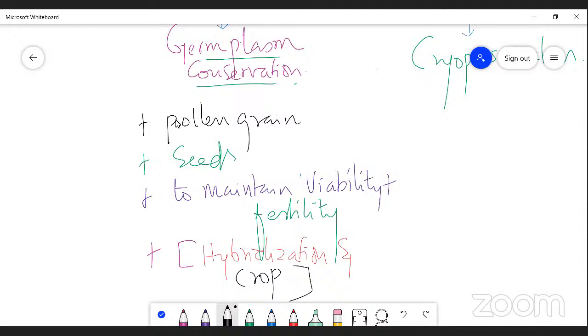Students, do you understand what is germplasm conservation? What do you understand about germplasm conservation? My dear students, here what are we going to store? One of you please answer. Pollen grains and seeds. Would you like to see the storage of pollen and seeds? My dear students, yes, sir. I have some collections.